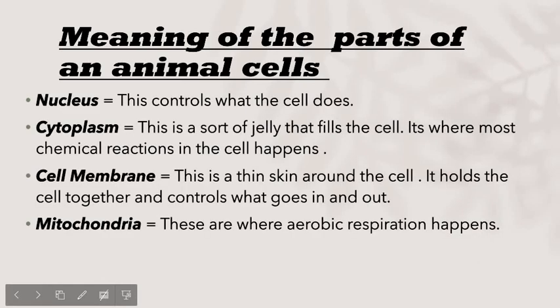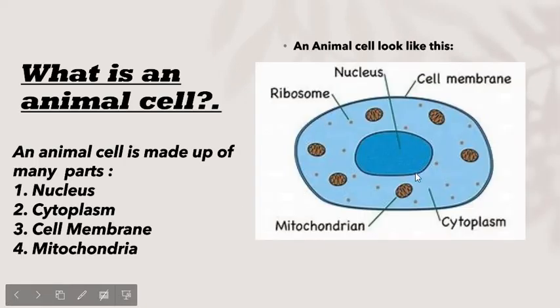Now we're going to look at some words and discuss them. Cytoplasm is a sort of jelly that fills the cell. This is the bluish stuff over here. It's not really blue, this is just a diagram I made to show you. This bluish area filling the cell like water is called cytoplasm, a jelly substance.